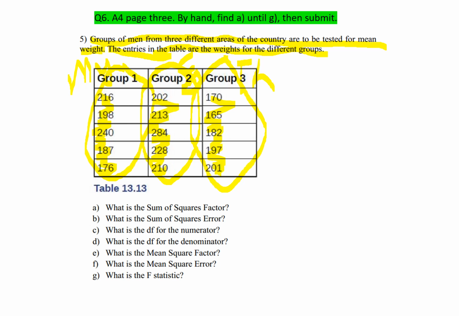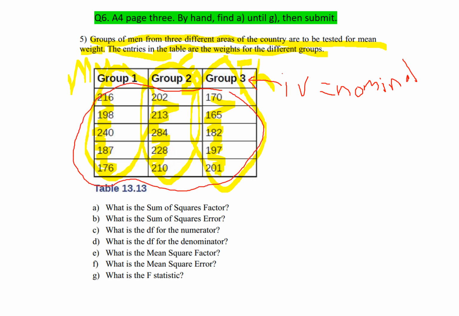For this problem, when we check the independent variable, this is group 1, 2, 3, and is categorized as nominal data. And then we check the dependent variable. What kind of data is this? This is ratio data. What is the difference between ratio data and interval?